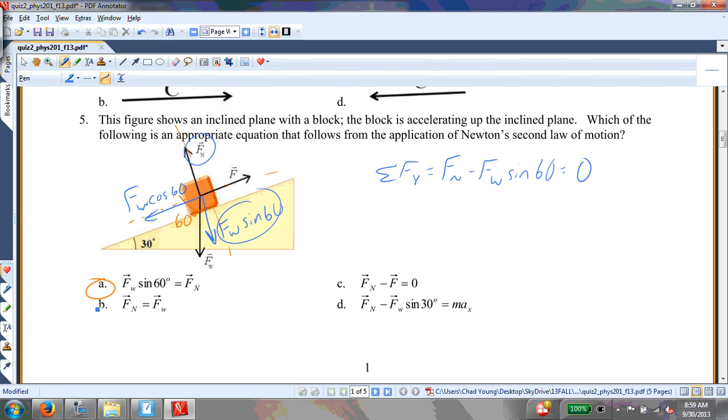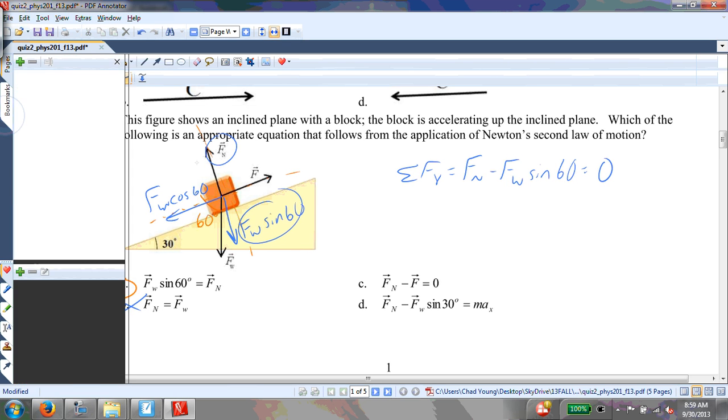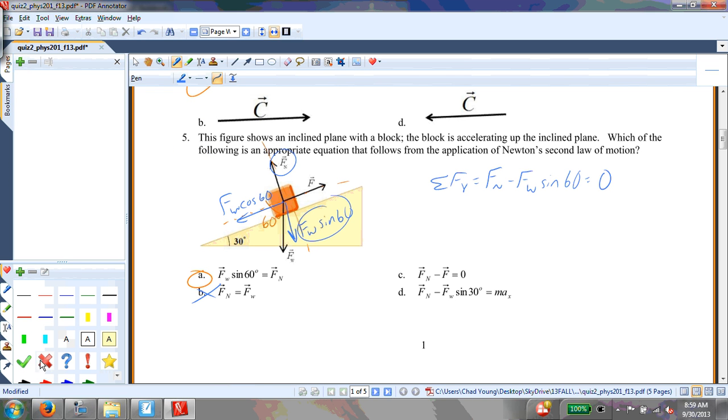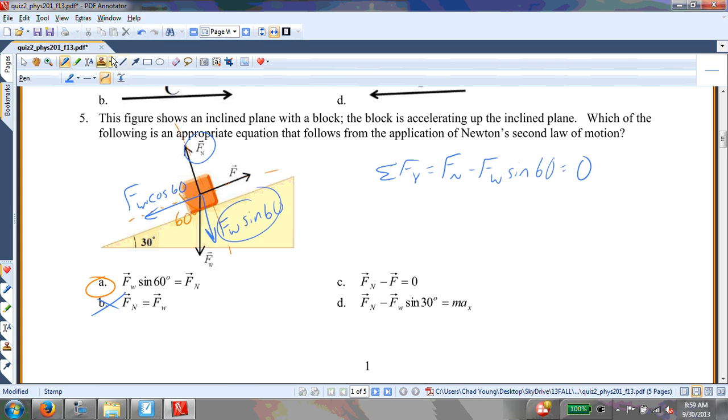Let's look at these others. Fn equals Fw. Okay, that's not true. It's equal to the y component of the weight. Fn minus F equals 0. Fn and F are in opposite directions. The Fn is in the y direction, F is in the x direction, so that can't be true.